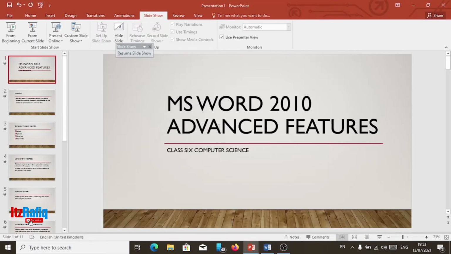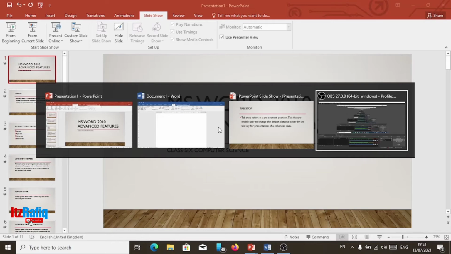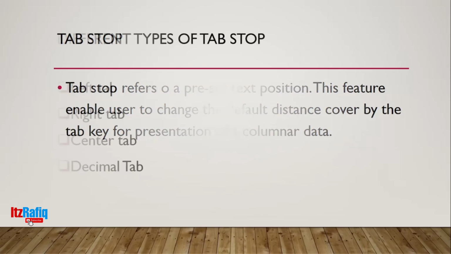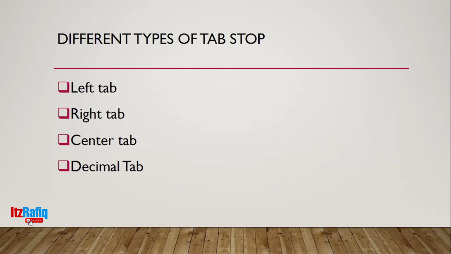There are different tabs available in MS Word 2010. Left tab means the data or information will be displayed left aligned. Right tab, the information will be aligned on the right-hand side. Center tab, the information or data will be aligned in the center position. And decimal tab is mainly used to display numerical information which has decimal points, like 12.3, 13.5, etc.